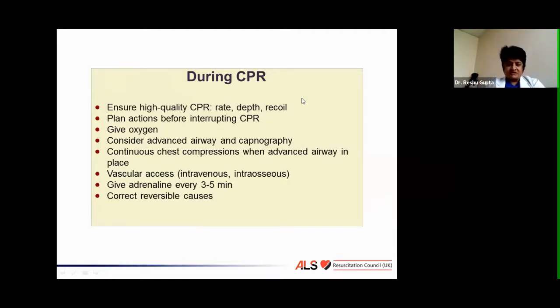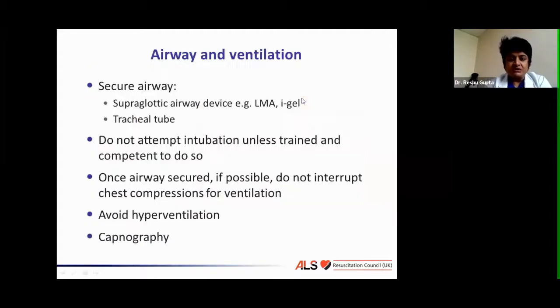Then vascular access has to be given. Preferable is intravenous. If intravenous is not available, you may go for intraosseous. Adrenaline every 3 to 5 minutes, 1 milligram of adrenaline. So this is the only drug which is used in ACLS. And correct the reversible causes. So what are those reversible causes? We'll see in subsequent slides.